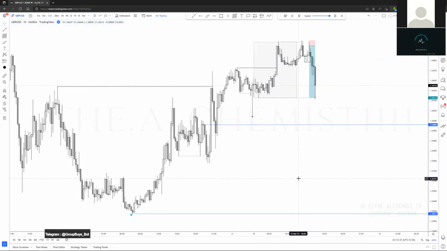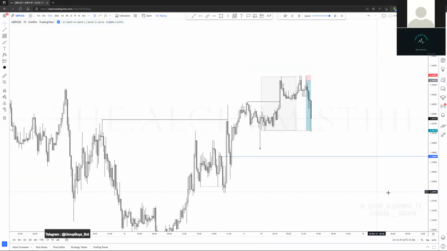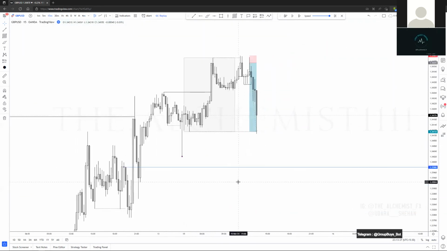Why should you do that? You don't have to look at the charts again. But let's just monitor price action to see what's happening.